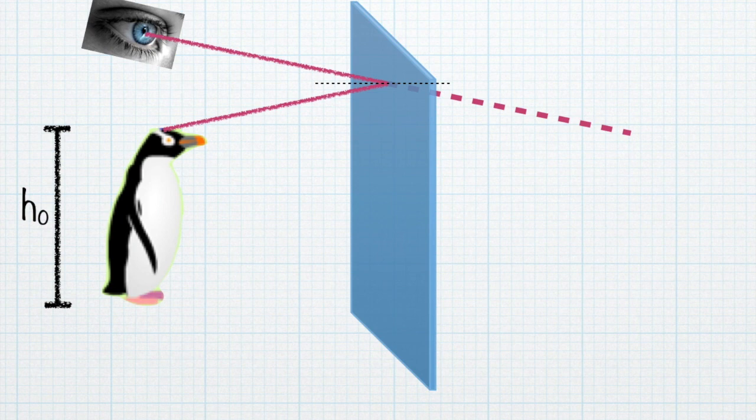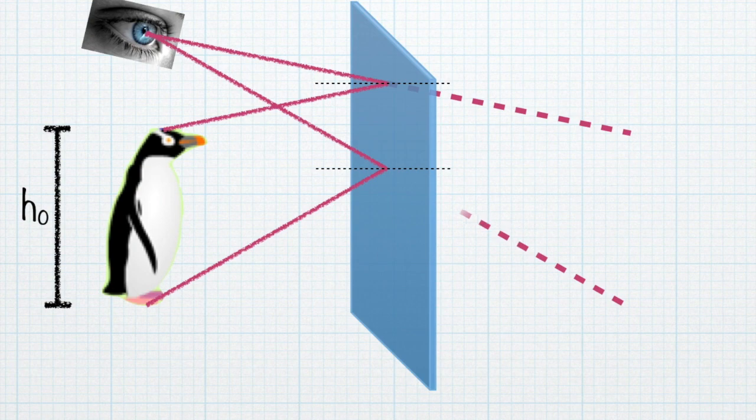We also want to see the whole penguin, so let's look at the other end. Let's see what happens when light comes from his feet and goes into our eyes. So this is showing the light coming from the penguin's feet, reflecting from the mirror into our eyes. And our brain is going to say that that light ray seems to come from behind the mirror along a straight line path. So I'm going to draw that dashed line, which is what our brain says is happening.